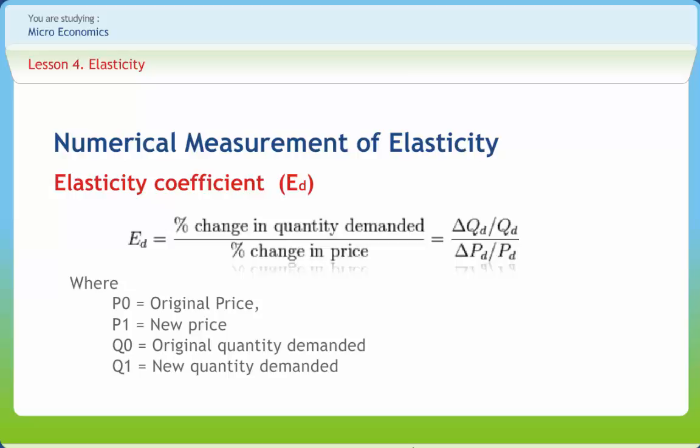Time period of analysis. The longer the time period of analysis, the more responsive quantities are to price changes. Brief periods do not allow buyers the time needed to adjust their consumption decisions to price changes. Buyers need time to find substitutes in consumption. Longer time periods allow buyers the time needed to find alternatives.